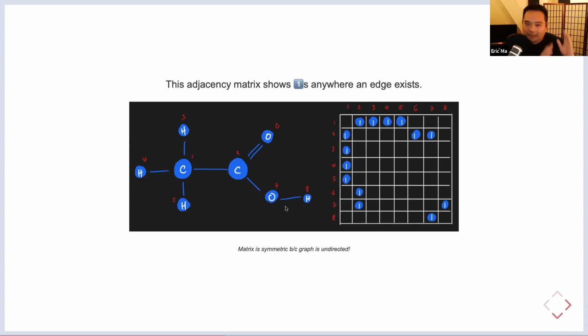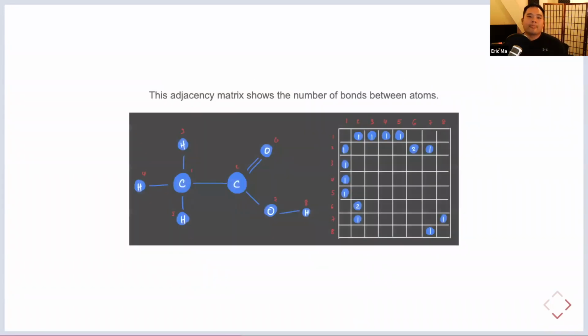So this particular adjacency matrix is what we would call a binary adjacency matrix. It's 1 if you have an edge and 0 if you don't. Note that this adjacency matrix is actually symmetric because the graph is undirected.